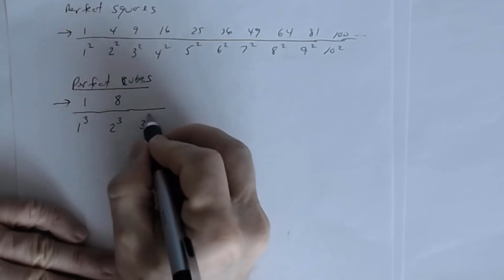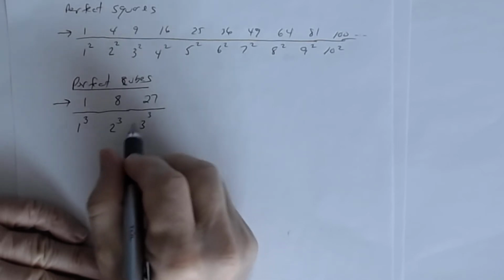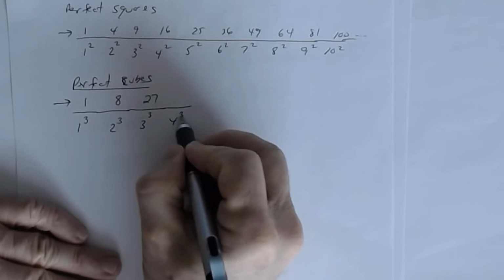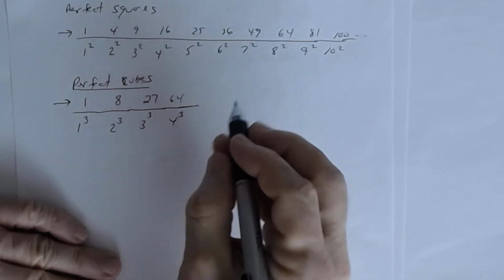The next one is 3 cubed, which is 27. The cube root of 27 is 3 because 3 times 3 times 3 is 27. The next one, 4 cubed: 4 times 4 is 16, and 16 times 4 is 64. So it's getting a little bit more complicated to figure out by hand.